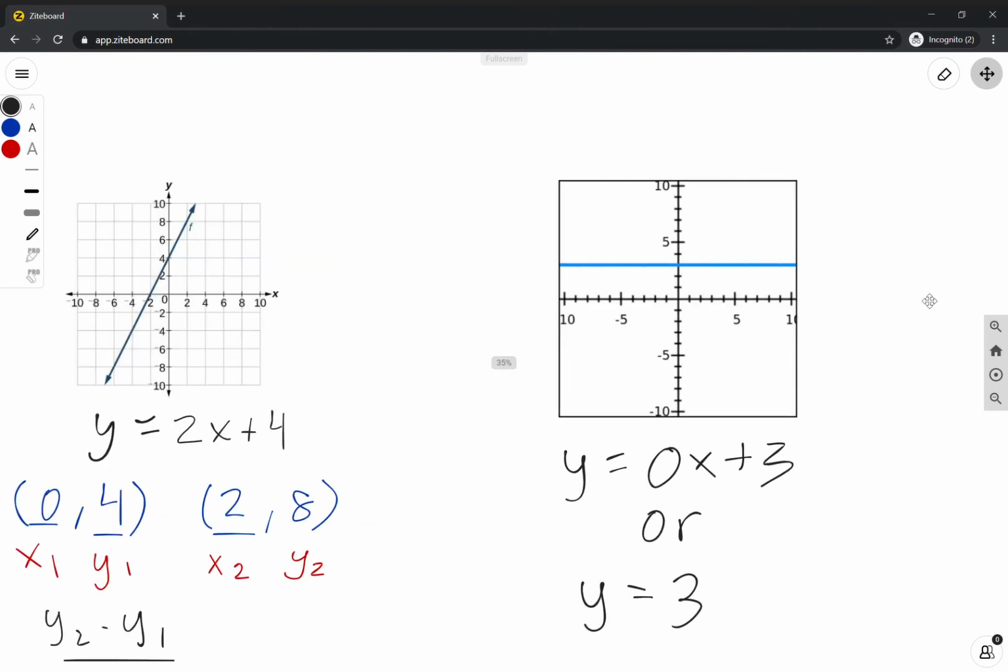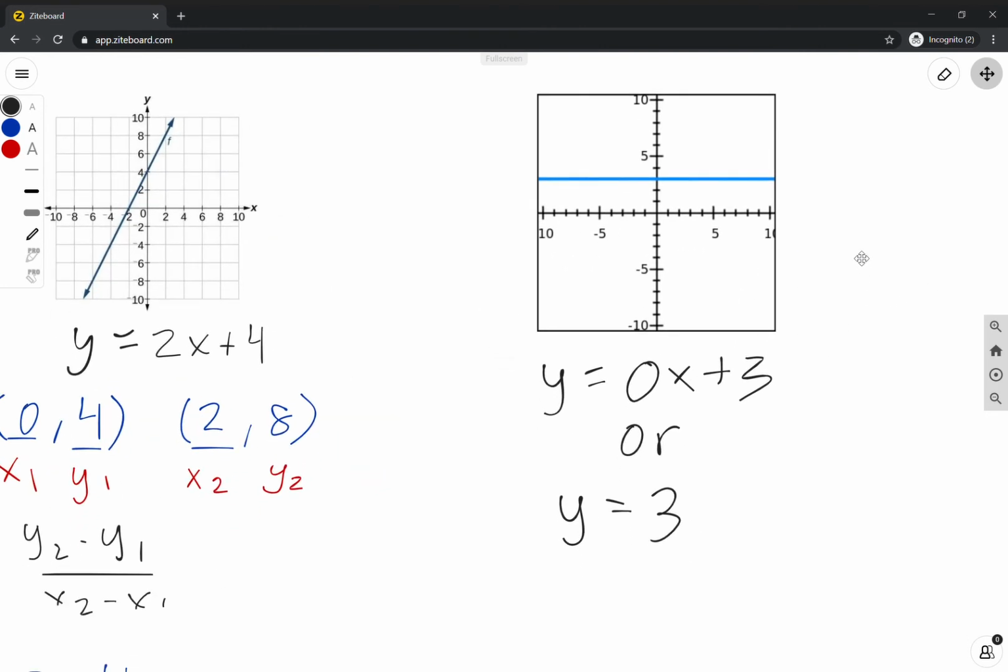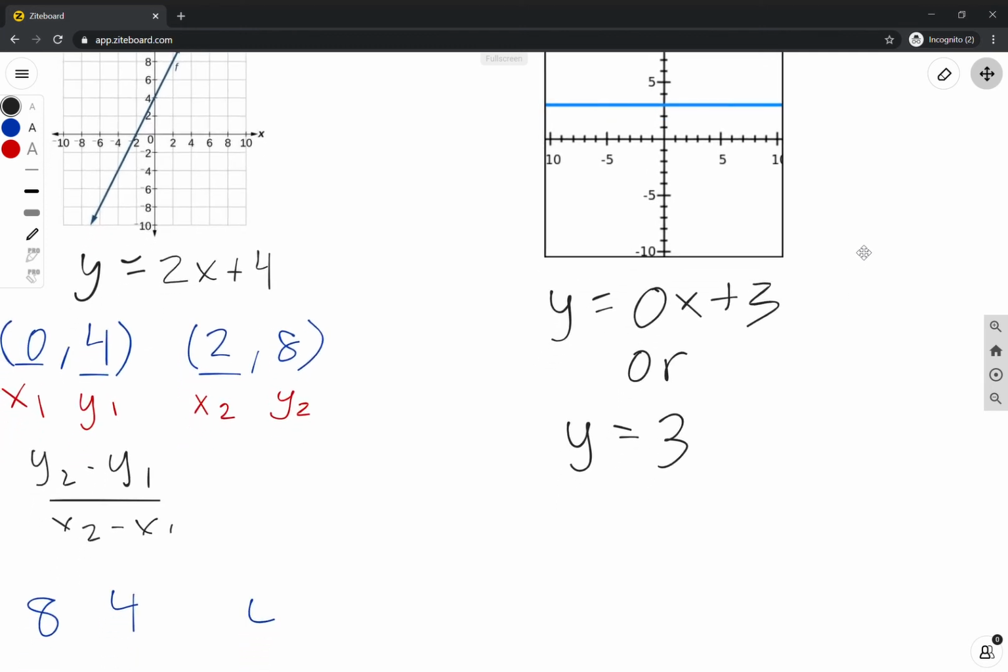We're given the equation y equals 0x plus 3, or y equals 3. So let's calculate the slope for this one. Well, you may see that there's actually no vertical change here because it's just a straight horizontal line. And that's absolutely true.